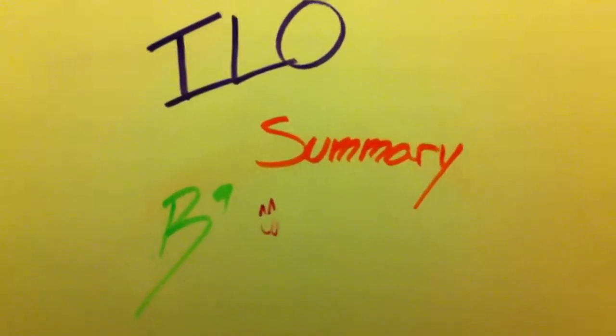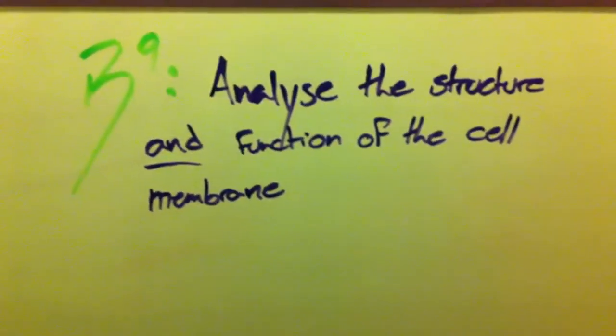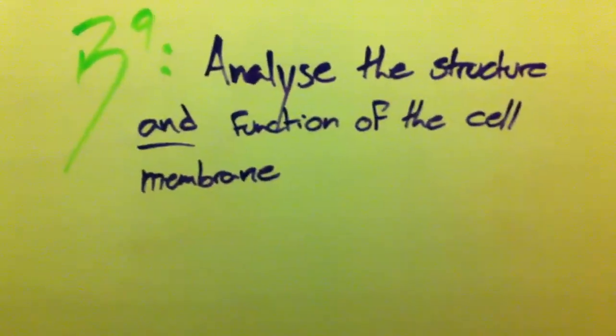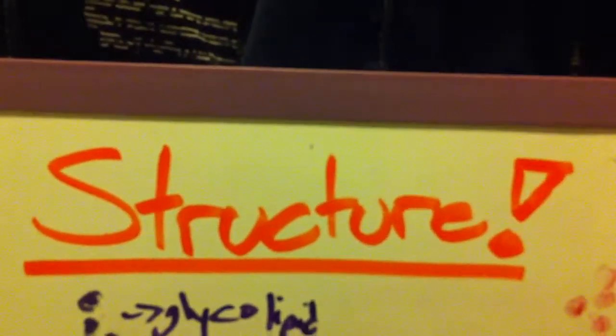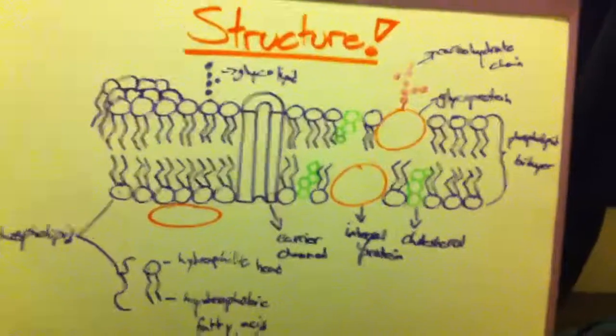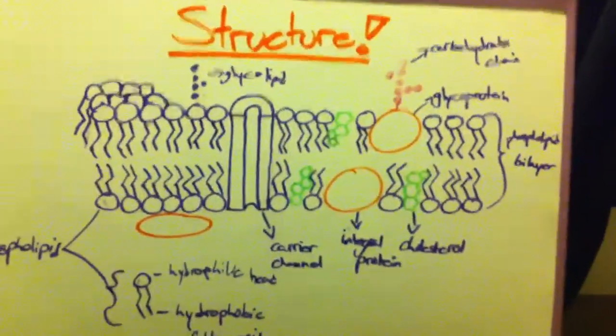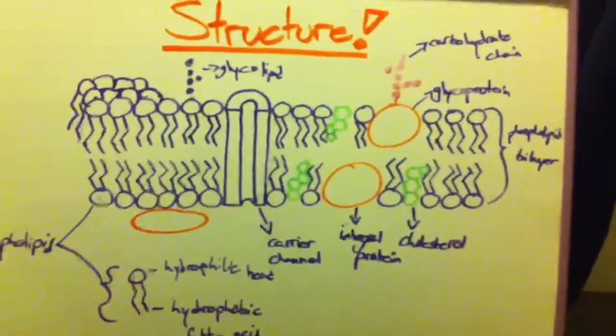Ilo Summary B9. Analyze the structure and function of the cell membrane. Time to look at the structure of the cell membrane. This is basically what the structure looks like if you zoomed really far in.